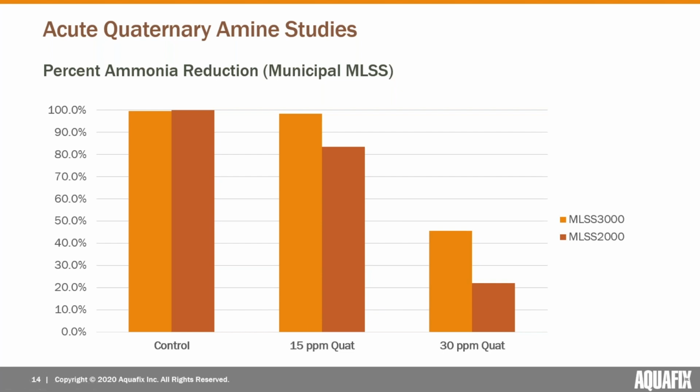We feature both 2,000 and 3,000 parts per million mixed liquor because as operators, we're always wondering, where should we run our mixed liquor? We have to run it high enough so we get good nitrification, but we don't want Nocardia and Microthrix. So we have to balance that. But here's the effect of toxicity on a 3,000 and a 2,000 mixed liquor.